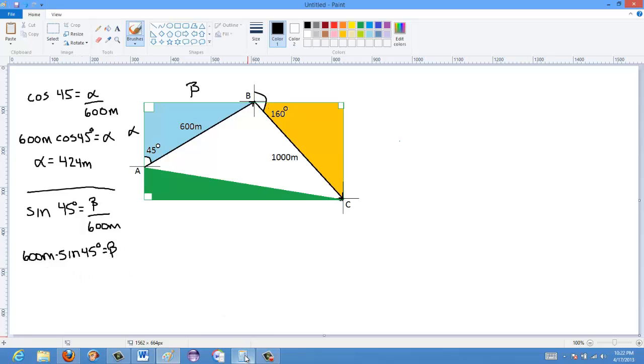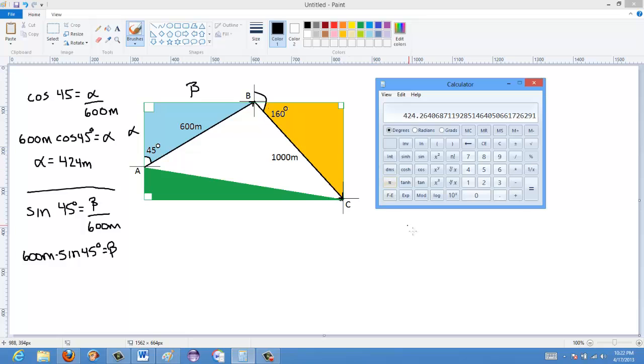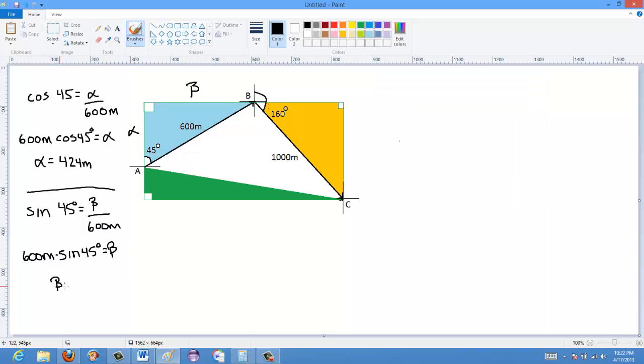Also we'll take 45 sine times 600, and no surprise, it's 424 again. And I say no surprise because sine and cos of 45 are the same thing.